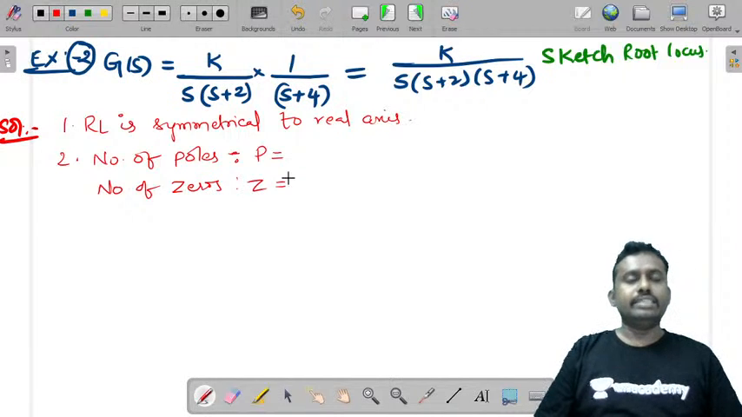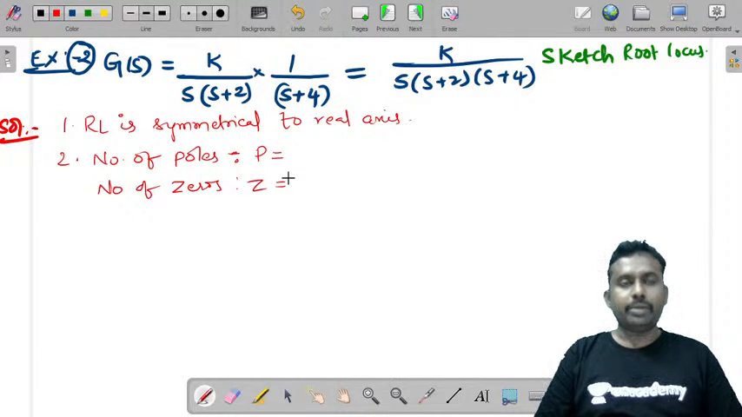Can you guys? I'm waiting for your response. I want you to tell me what are the number of poles and the number of zeros.